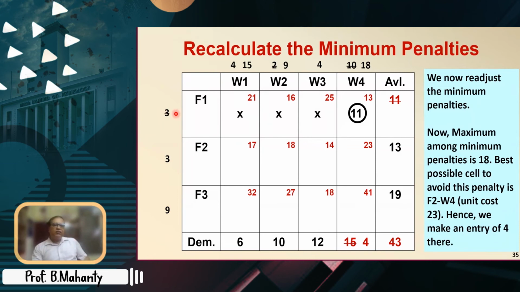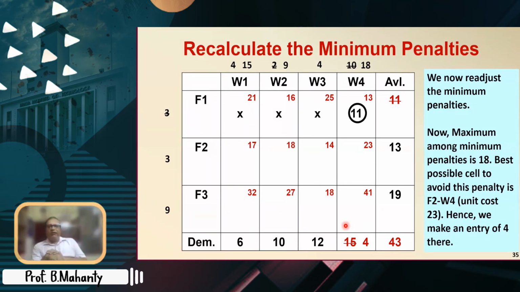This 3 is crossed out because this row is utilized. So these 3 remains, this 9 remains, this 4 has now become 15, this 2 has now become 9, this 4 has remained, this 10 has become 18. So 10 is going to be our new square, and how much should we enter there?